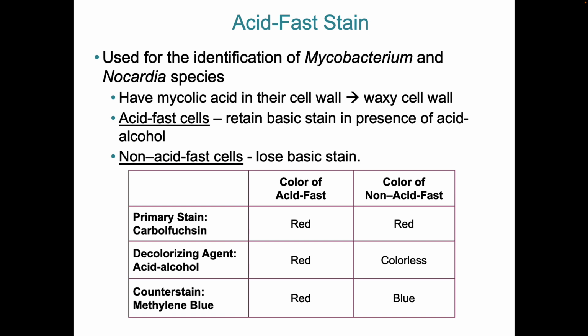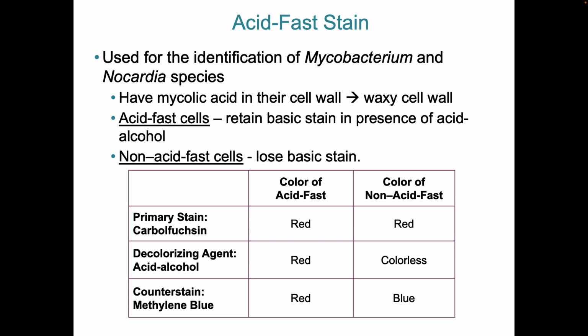The acid-fast stain is used to identify species belonging to the genus Mycobacterium and Nocardia. They have this substance on their cell walls called mycolic acid. It makes them very waxy, and it also makes them more resistant to a gram stain. The crystal violet can't really get in there. The safranin doesn't really do well at getting in there, and so they're not really affected by it.